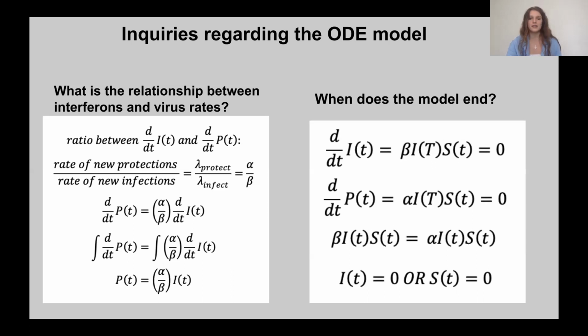And then another thing we were curious about is, okay, we have this model. When does it end? What values is it giving us? So when we set these derivatives equal to 0, both for the I of t population and the P of t population, we set them equal to each other. And given that alpha and beta are both constant rates, we notice that the only time that this model will end is when I of t equals 0 or when S of t equals 0. So this means that either there is no infected population in the first place, or there's no susceptible population because the entire model has been infected.